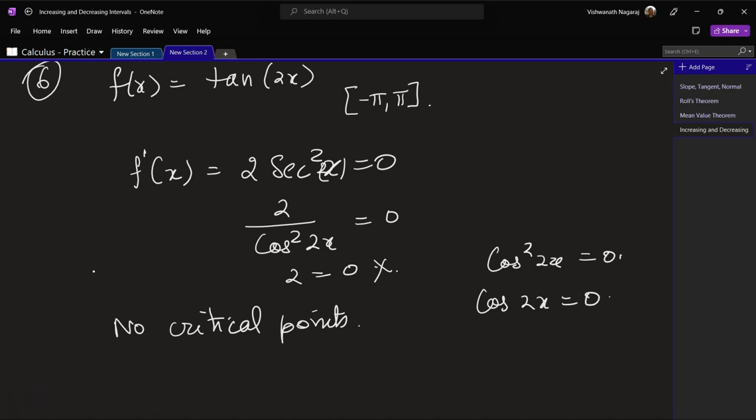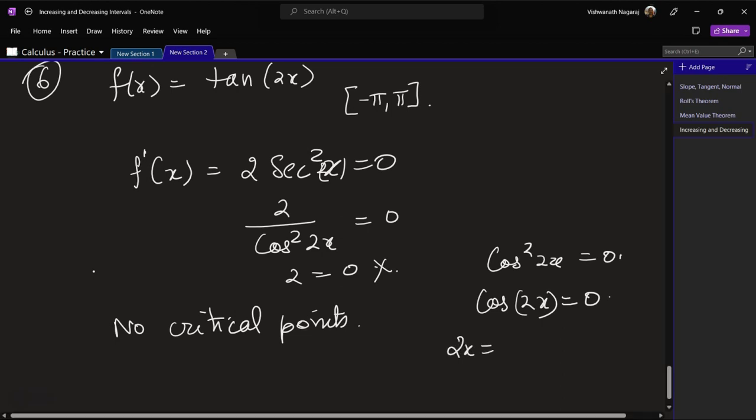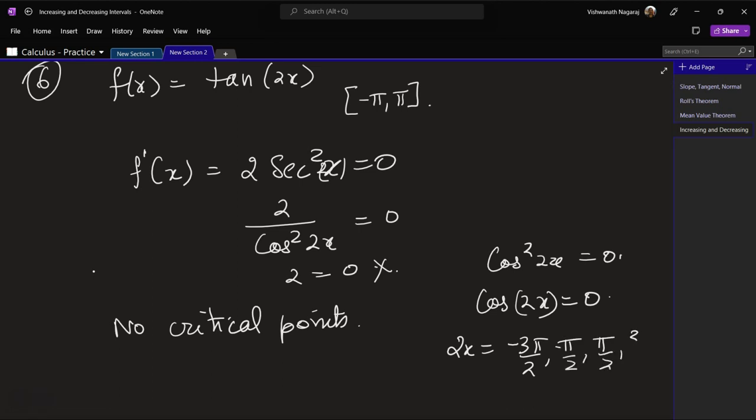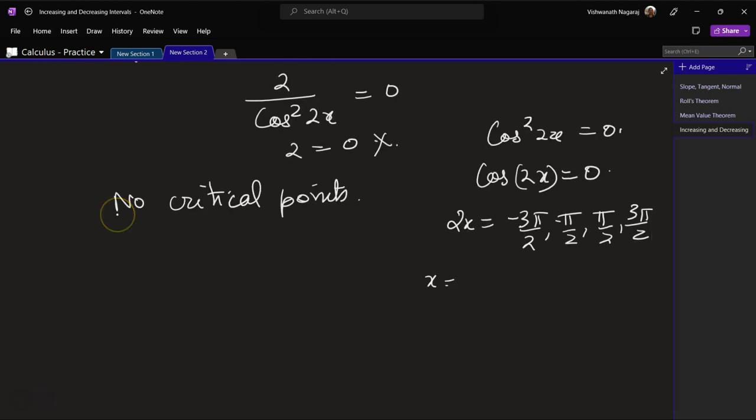Let's treat this as a single angle, not 2x, let's just say theta. So, which means when is cos theta equal to 0? It is 0 when the angle is minus 3 pi by 2, minus pi by 2, pi by 2 and 3 pi by 2, which means x is equal to minus 3 pi by 4, minus pi by 4, pi by 4 and 3 pi by 4. So these are the angles at which it is not differentiable.